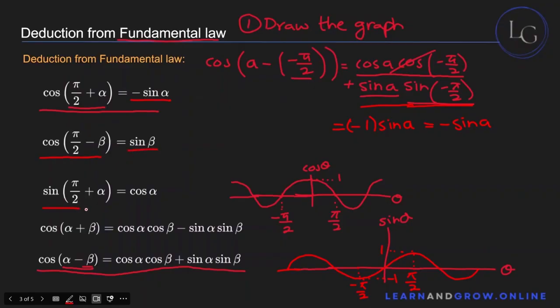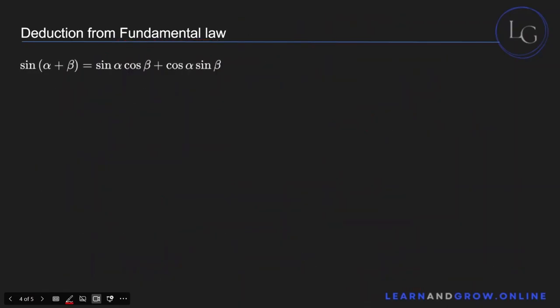When you apply it on sine pi by 2 plus alpha, you get cos alpha. Basically, you need to convert the cos function into the sine function to be able to get this. And we have that over here. Once you do the conversions from the fundamental law into sine, you get this. So basically, sine alpha plus beta is equal to sine alpha cos beta plus cos alpha sine beta. Sine alpha minus beta is equal to sine alpha cos beta minus cos alpha sine beta.